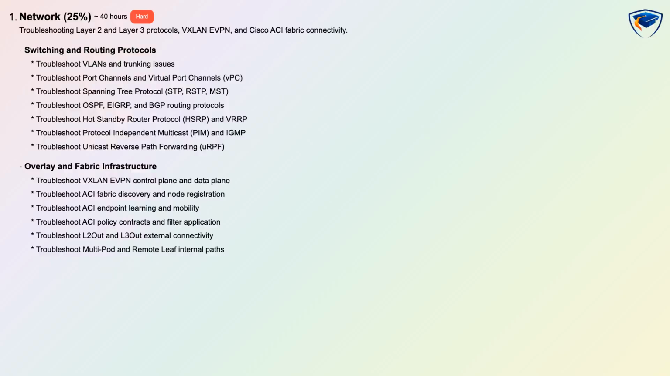Expect to learn detailed troubleshooting for VLANs and trunking, port channels and vPC, STP variations, OSPF, EIGRP and BGP behaviors, HSRP and VRRP failover, multicast issues like PIM and IGMP, and ERP problems, plus overlay and fabric tasks such as VXLAN EVPN control and data plane debugging, ACI node discovery and endpoint learning, contract and filter application, L2 out and L3 out connectivity, and multi-pod or remote leaf path troubleshooting.